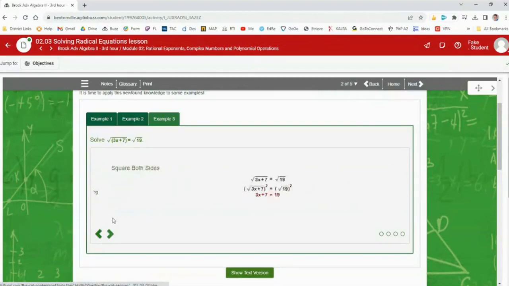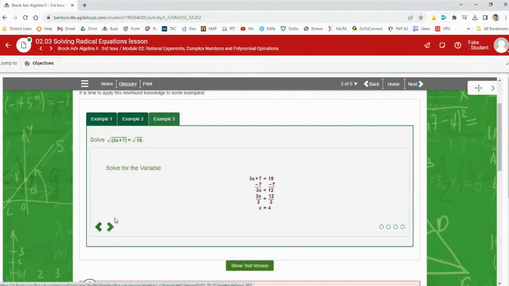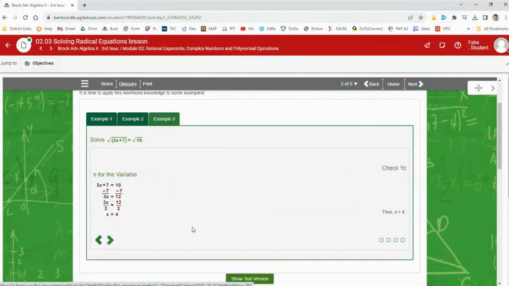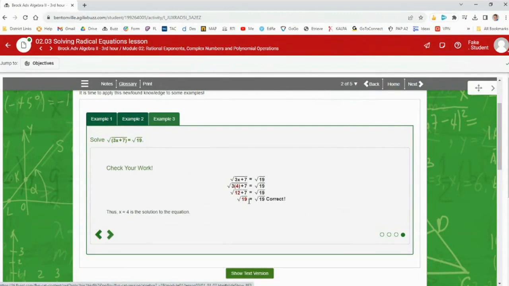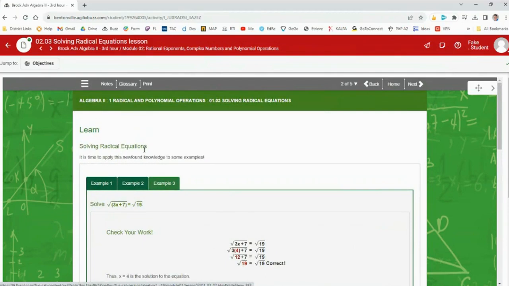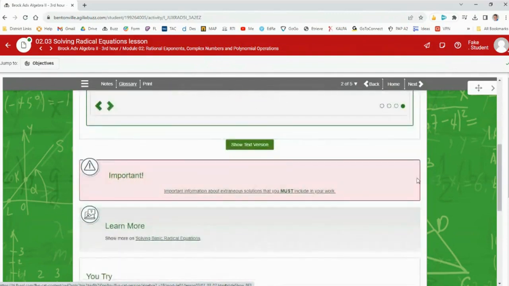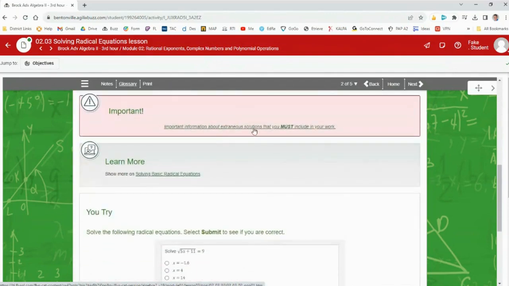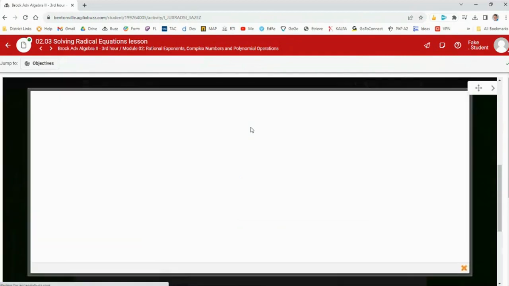And they work through it in here as well. They get x equals 4. And then when they check it, the square root of 19 does equal the square root of 19. Okay, so that's solving radical equations. Let's go on to important information about extraneous solutions. Let's see what this important information is.